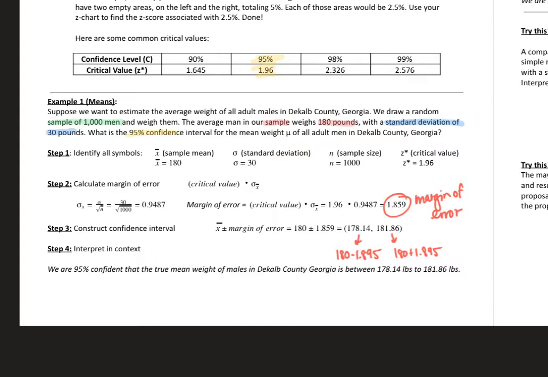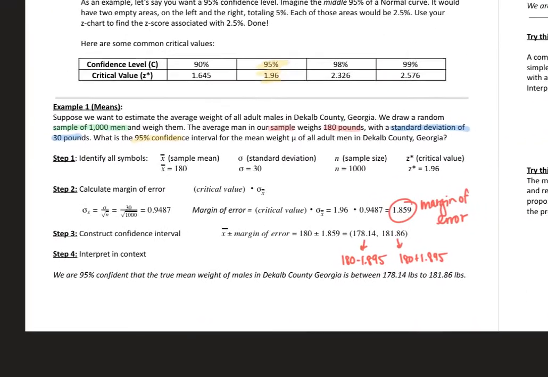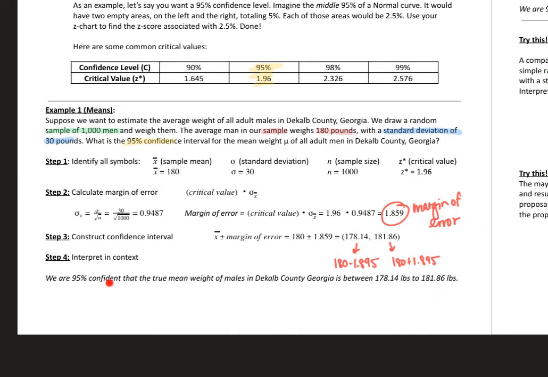Lastly, we interpret in context. This is how you interpret confidence intervals. You state it like this: we are 95% confident that the true mean weight of males in this county in Georgia is between 178.14 pounds to 181.86 pounds. Make sure you put your units.